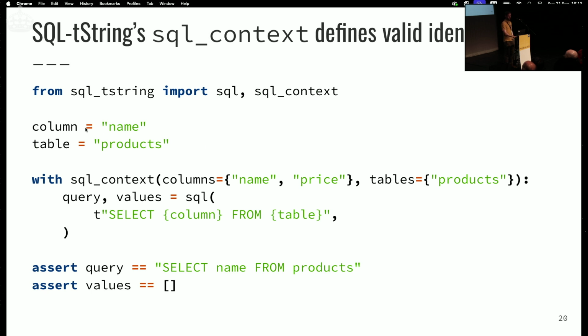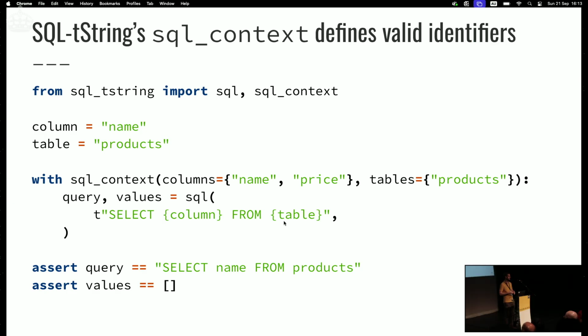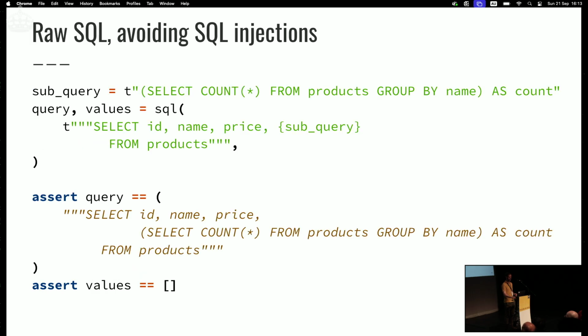So the way SQL-tString does this is it has a context that allows you to specify valid column names and valid table names, and this is how it works. This is quite similar to how ORMs do it. Obviously, you know the table structure from the ORM class itself. And now, in this example, column and name are both valid because the column is name and the table name is products. But if it wasn't, it would just raise an error and it wouldn't proceed. And you can see the query is as you'd expect. So this is most of the query building I think you'd ever want to do. But it can get a bit more complex.